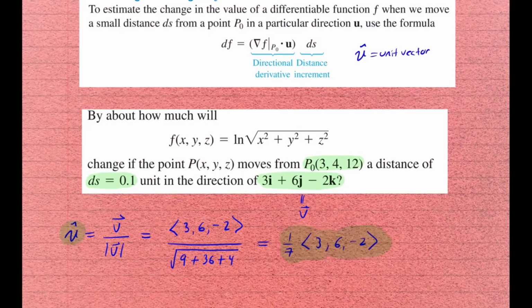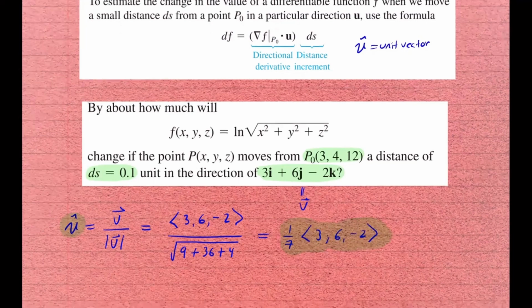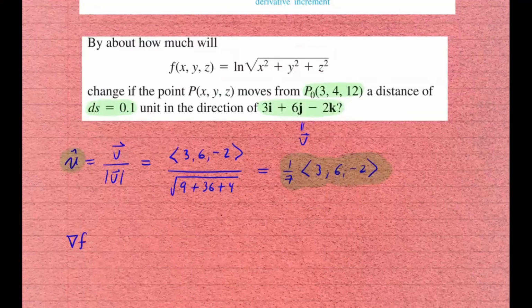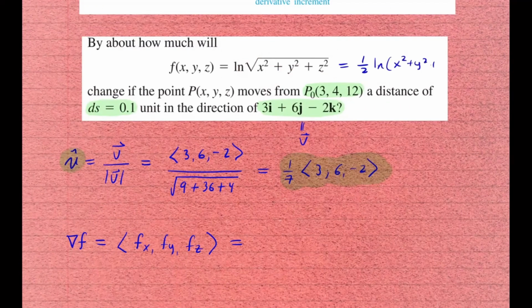Now we're going to compute the gradient of f, and we'll evaluate that at P0. So the next thing you want to do is compute the gradient of this function f, and that's going to be the partial of f with respect to x, y, and z. Let's go ahead and compute that. Before we compute, I'm going to rewrite this function so that differentiating becomes easier. You can write this by using laws of exponents. This is 1/2 ln of x squared plus y squared plus z squared. A little bit of rewriting makes taking partial derivatives easier.